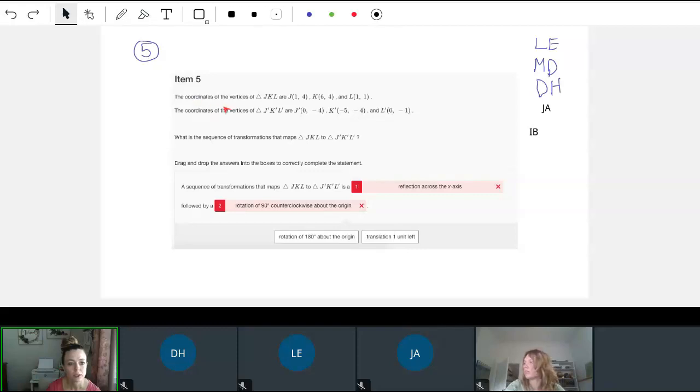The question says, the coordinates of the vertices of triangle JKL.